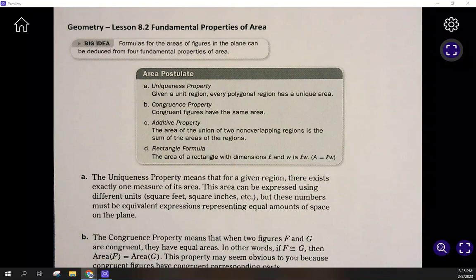All right, so the uniqueness property says every polygonal region has a unique area. We see that here. There's exactly one measure of any given region's area. It can be expressed using different units though. So if I express the area in square feet, it's going to be a different number if I express that same area in square inches, but those numbers will be equivalent expressions. It's representing the same amount of space, even though we may be using a different number if it represents inches and feet. So that's the uniqueness property.